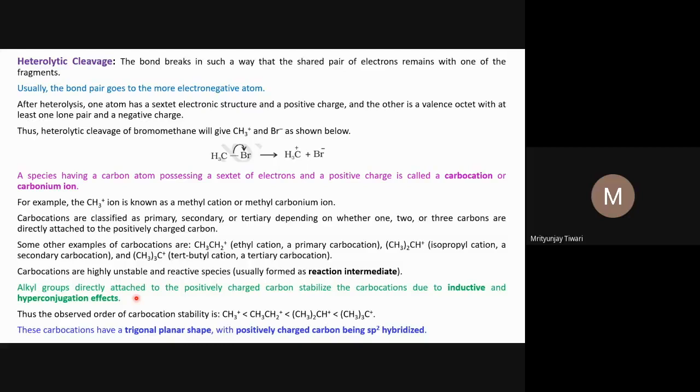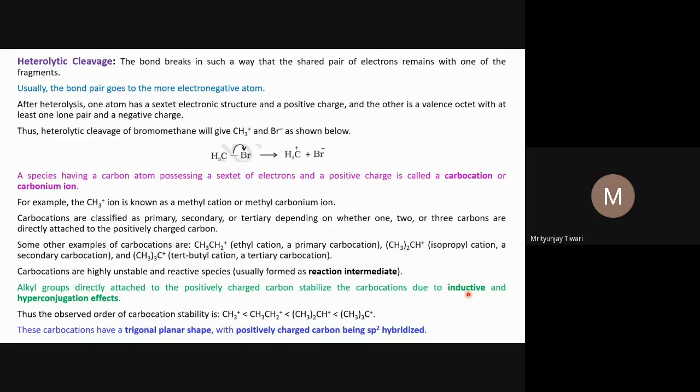There are many other effects which are important to understand, which give stability to organic molecules or organic species, even the intermediates. One of those effects is called the inductive effect, and another is the hyperconjugation effect. What is the inductive effect and what is the hyperconjugation effect? This we will study in our next class. Inductive effects could be of two types: plus I effect and minus I effect.